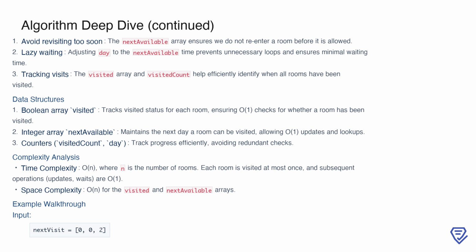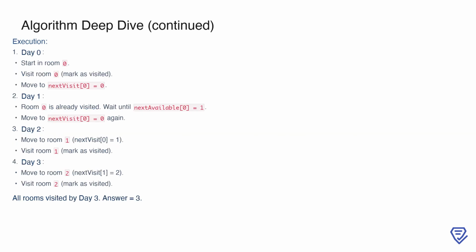For complexity, the time complexity is O(n), as each room is visited at most once, and all other operations, such as updating the arrays or waiting for a room to become available, are performed in constant time. The space complexity is also O(n), which accounts for the visited and next available arrays, making this approach optimal for the problem. To see the algorithm in action, let's walk through an example.